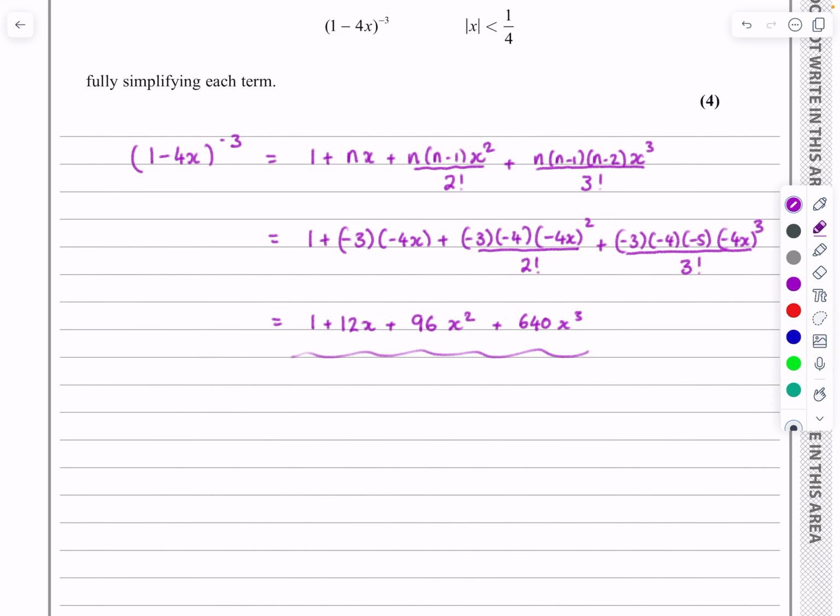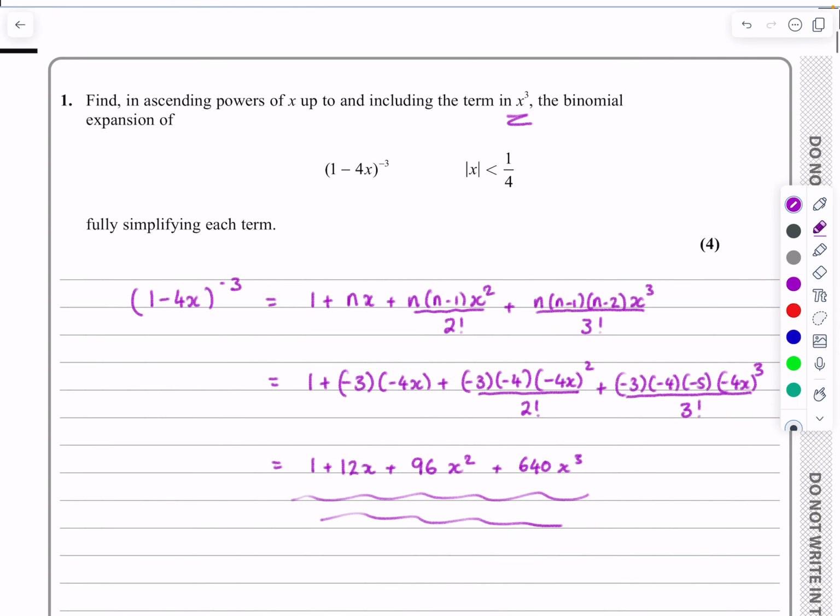A very, very straightforward first question. Just look back, what does it say? Write the terms out, fully simplifying. Yeah, no issues with that whatsoever. Hopefully that all makes sense.